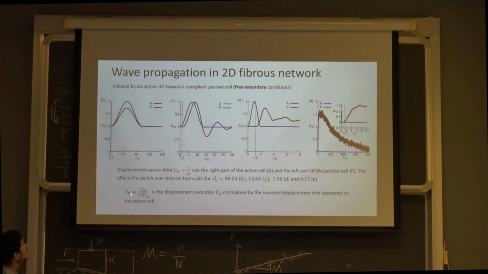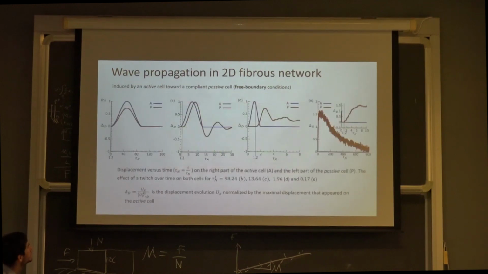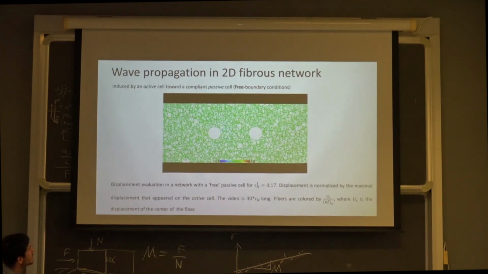Here you can see some plots that show the signal from the active cell A and from the passive cell P, and you can see that for different durations the maxima are different. The maxima between the signals are different. Okay, I think I can stop on this to save time.